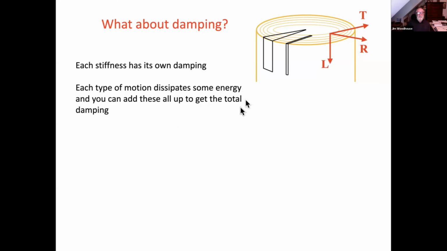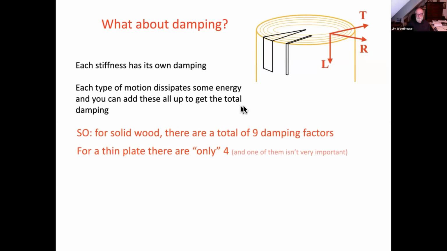And in fact, it turns out that you can add those all up to get the total damping. So each of the stiffnesses has an associated damping factor, which means the numbers we saw earlier work for damping as well. So for solid wood, it had 9 stiffnesses, and there are 9 damping factors. For a thin plate, there are 4, 3 of them important, 1 of them not very important, and that is also true for damping.